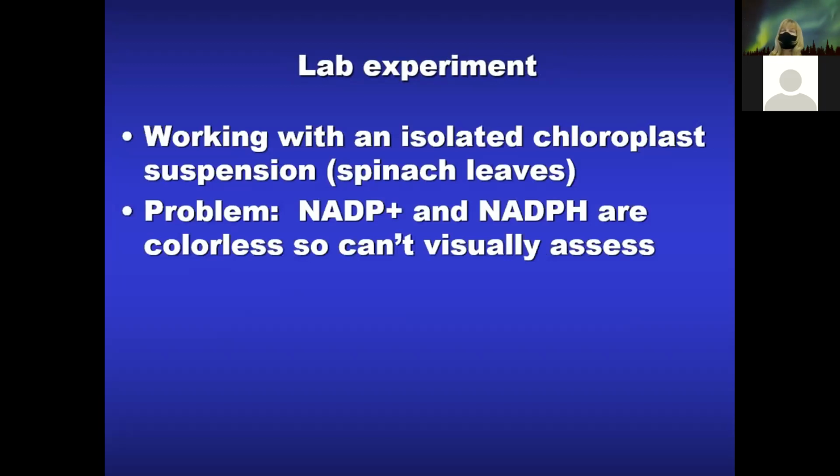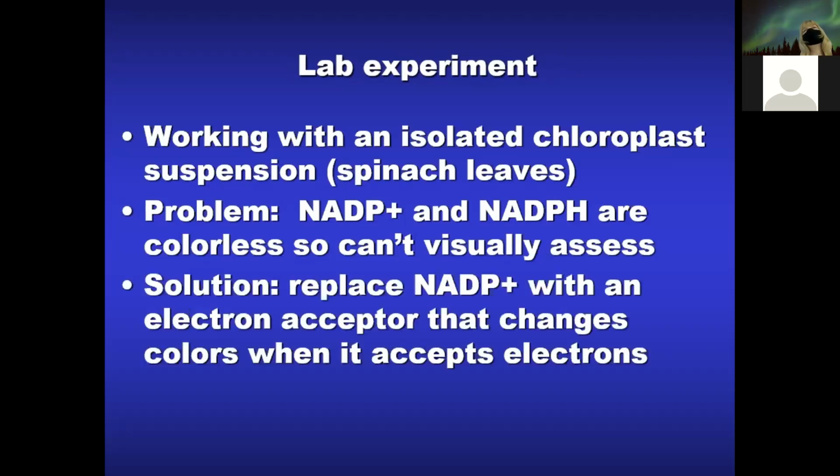Okay, well, the problem is NADP+ and NADPH are colorless to our eyes. So that's a problem, because what we're trying to show, when you know that the light reactions are cooking along, you should get this transition of NADP+ getting reduced to NADPH. But because it's colorless, there's no easy way to track it. So they came up with a solution, which is basically replacing NADP+ with a different electron acceptor that can change colors to our eye and to the spectrophotometer. It can pick it up when it starts accepting electrons.